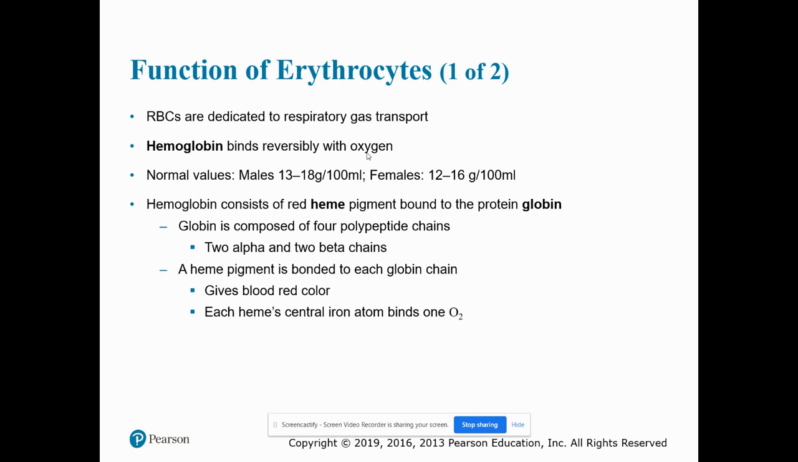Hemoglobin consists of a red heme pigment bound to the protein globin. And then globin is composed of 4, and that's important, 4 polypeptide chains, 2 alpha and 2 beta. And then the heme pigment is going to be bonded to each globin chain, and it's actually going to give blood its red color. And then each heme's central iron atom binds 1 oxygen.